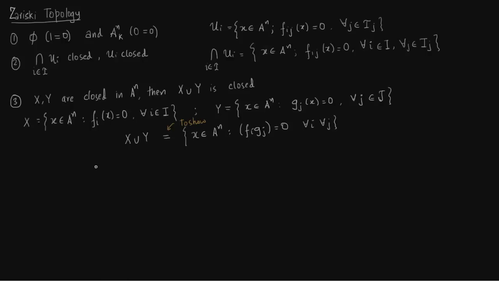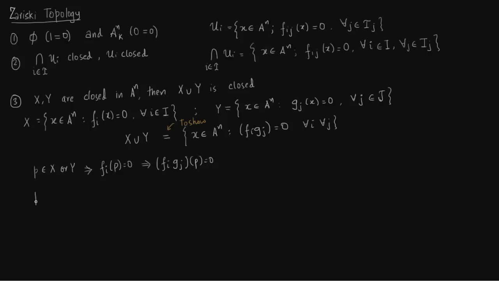The first direction is easy. You take a point P in X union Y. So P either belongs to X or it belongs to Y. This implies either f_i(P) is 0 or g_j(P) is 0. So we just fix f_i(P) is 0. That would imply that this product when evaluated on point P will also be 0, obviously. Multiply something by 0, you get 0.